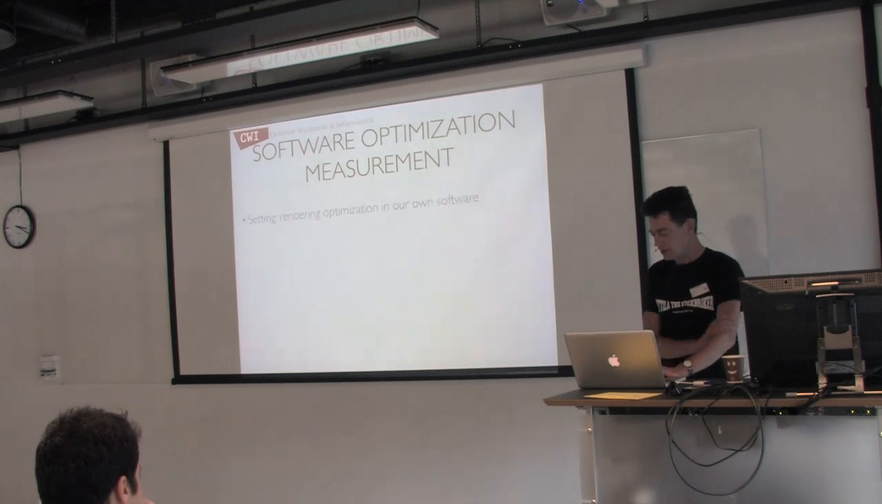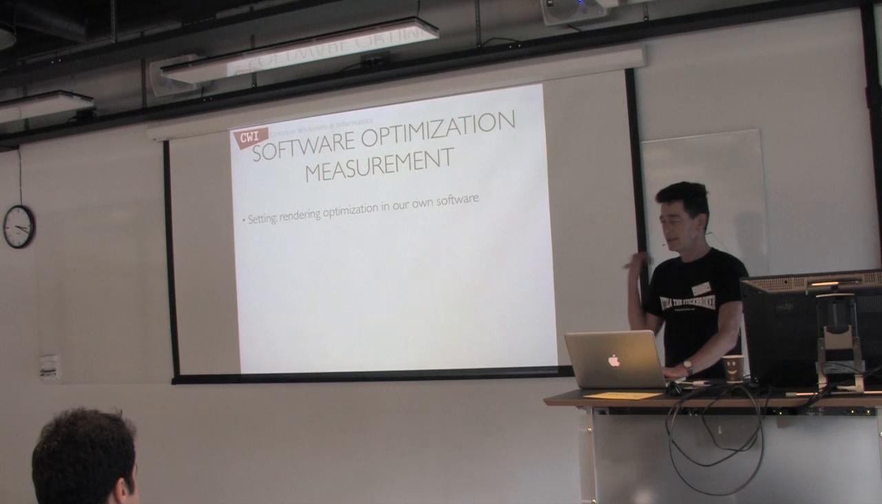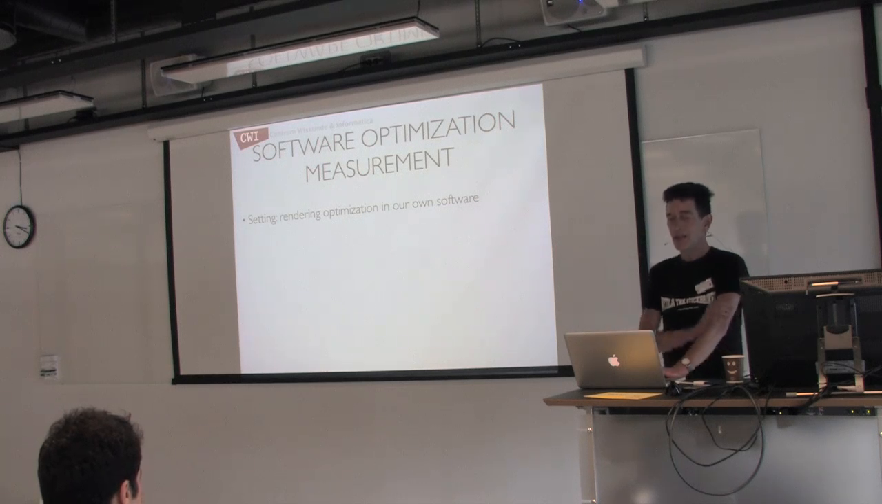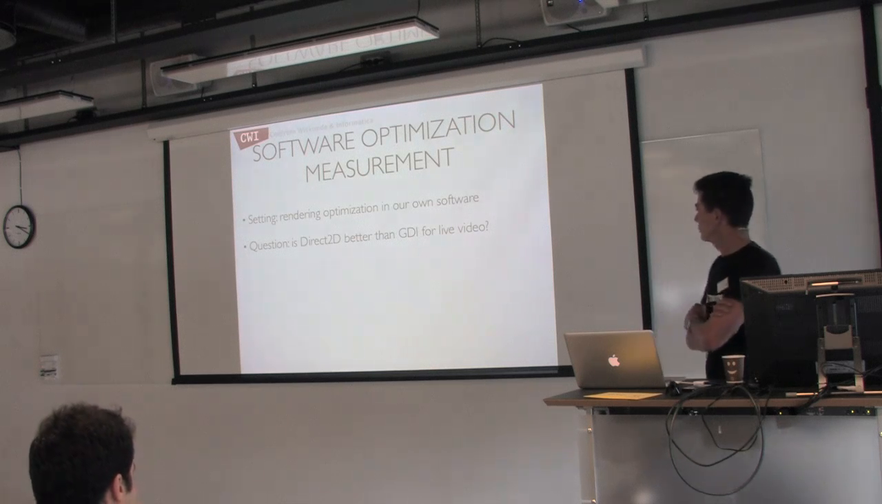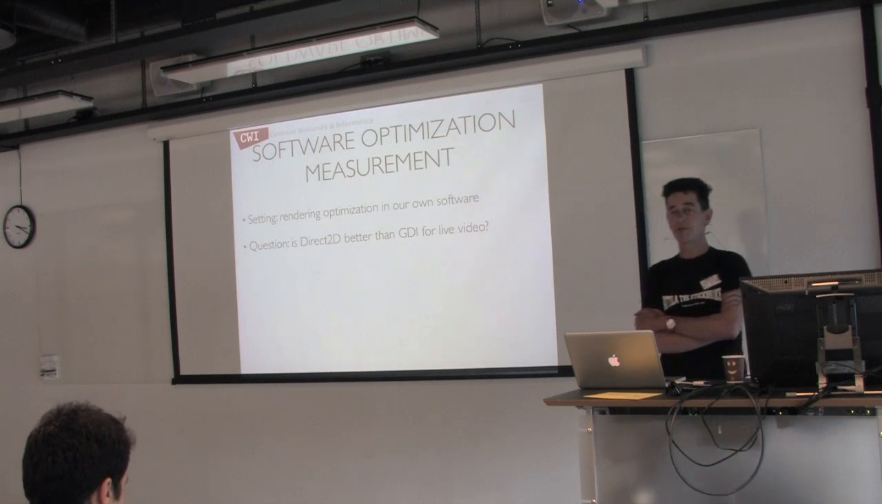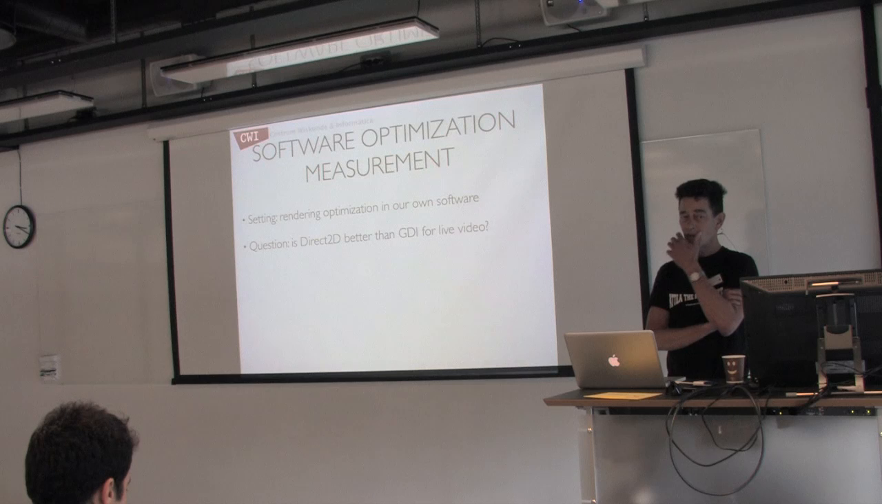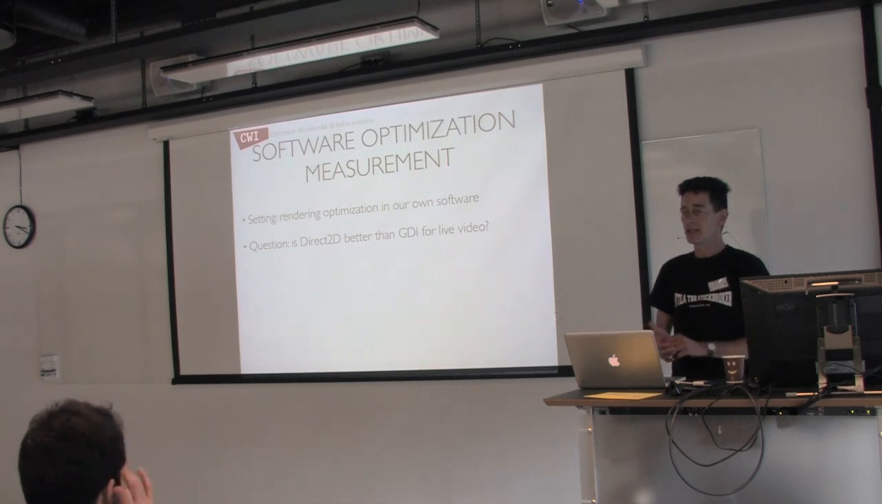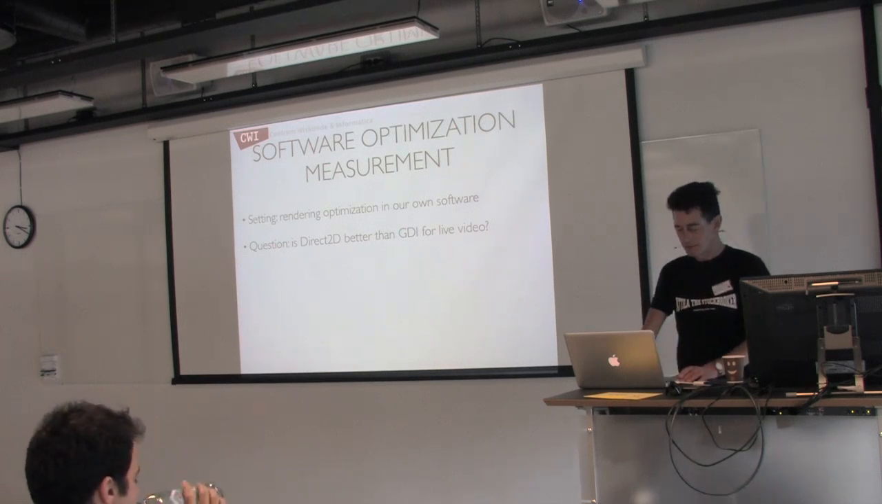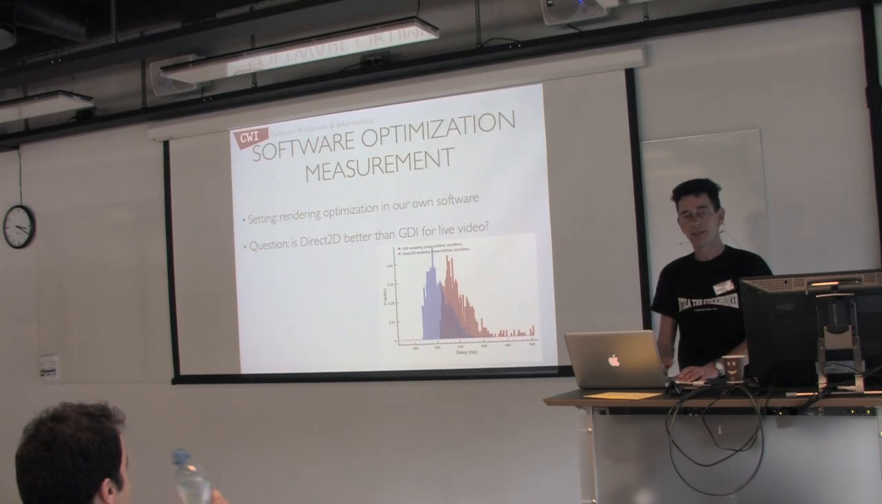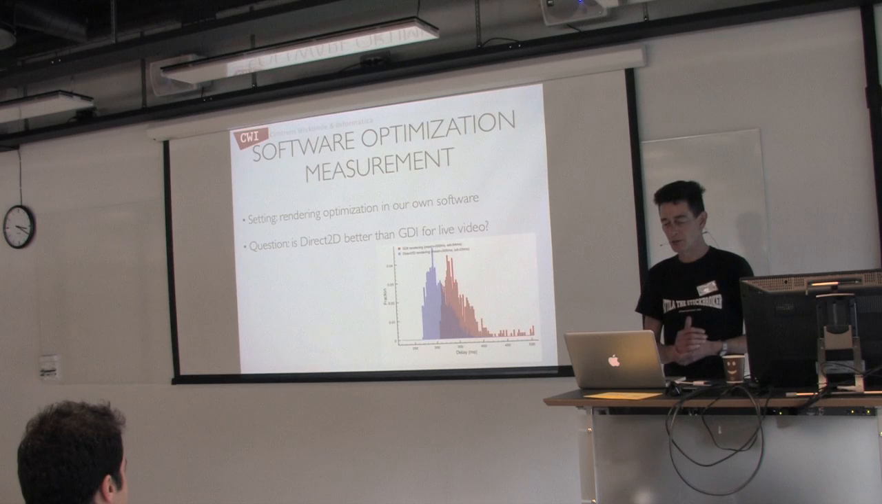Another measurement we took, again in the context of VConnect: we have our own video conferencing system, and we weren't happy with the performance. So a suggestion was that we use Direct2D as opposed to GDI for rendering, because Direct2D uses the graphics card a lot more, and we thought that this might help. But then, you've done it, and it looks sort of okay, but does it really work?